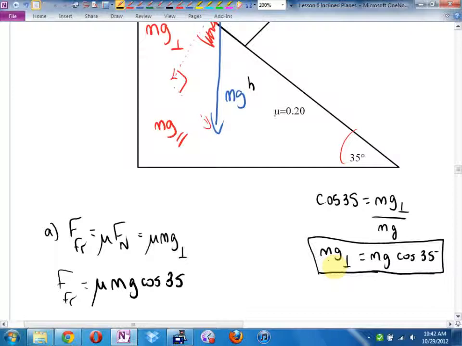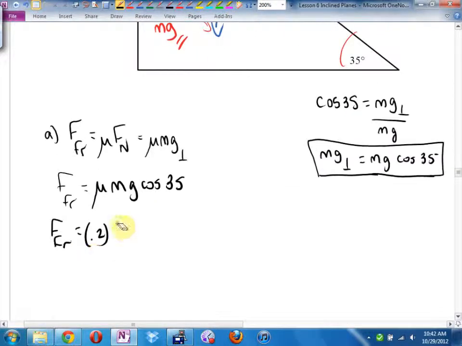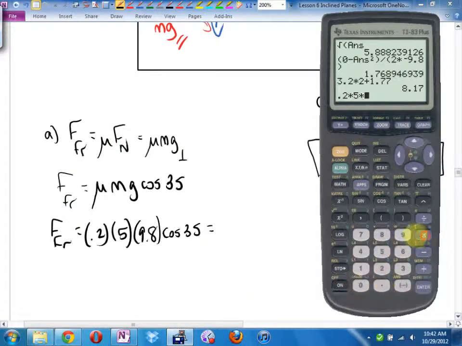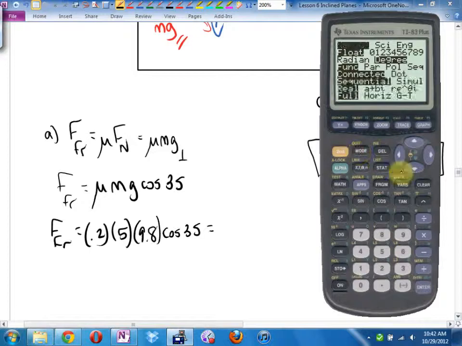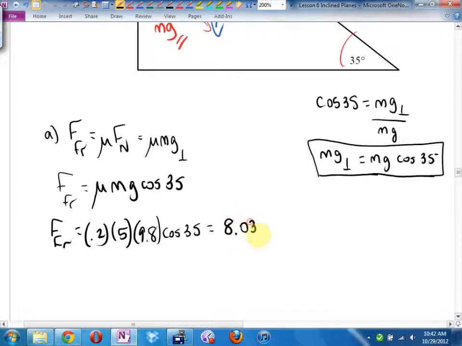Is that okay? Let's crunch the numbers. Friction is going to be, what was mu? 0.2. What was the mass? 5. G, good old 9.8. Not negative, not positive. We take care of that in our winner minus loser stick. Cos 35. So 0.2 times 5 times 9.8 times cosine of 35. Am I in degrees? I am. You get 8.03 newtons.